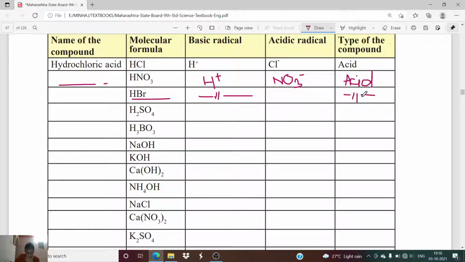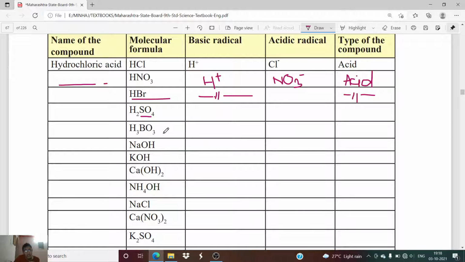Okay, next is H2SO4, so that is sulfuric acid. The basic radical is H2 plus ion and the acidic radical is SO4 minus. So SO4 minus is the acidic radical and H2 is the basic radical, and it is also an acid. Sulfuric acid, so it is also an acid.